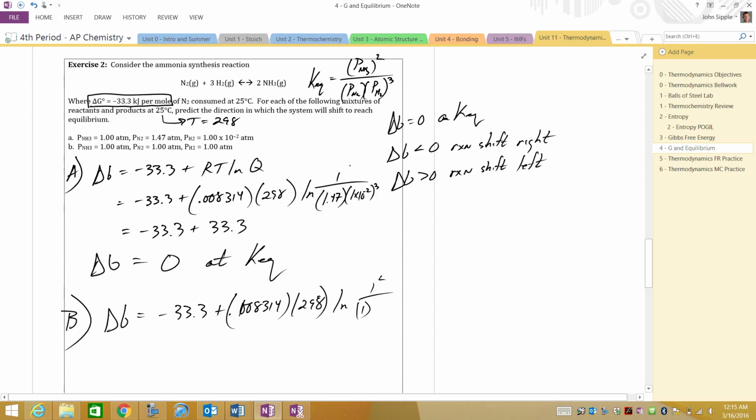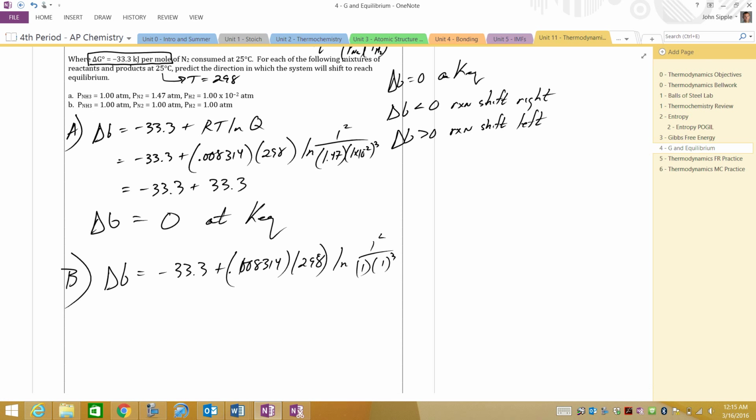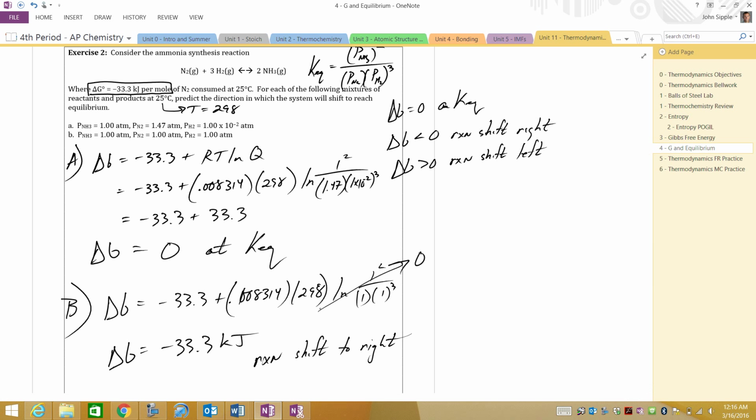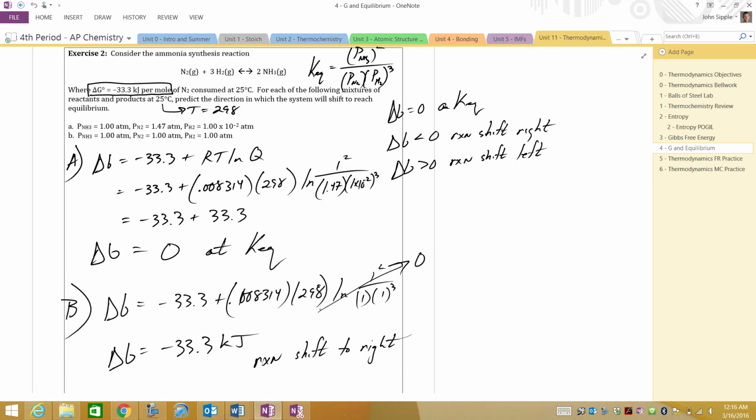So if everything is 1, I don't know if you guys remember what the natural log of 1 is, but ultimately that goes to 0. So 0 times all that sort of stuff, so delta G is equal to negative 33.3 kilojoules. All right, so it's negative, so that means the reaction will shift to the right to reach equilibrium. All right, so there's the next sample problem there.